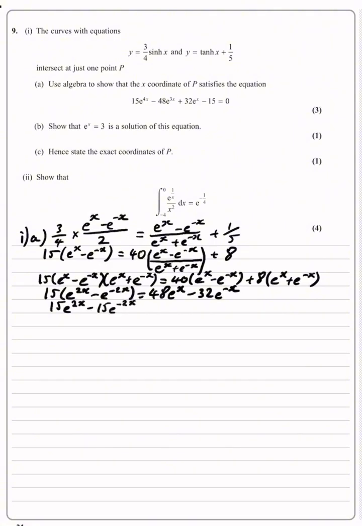Expanding out the left-hand side, 15 e to the 2x minus 15 e to the minus 2x. I'll leave the right-hand side alone. Then I'm going to multiply everything by e to the 2x. So it becomes 15 e to the 4x minus 15, equal to 48 e to the 3x, subtract 32 e to the x.